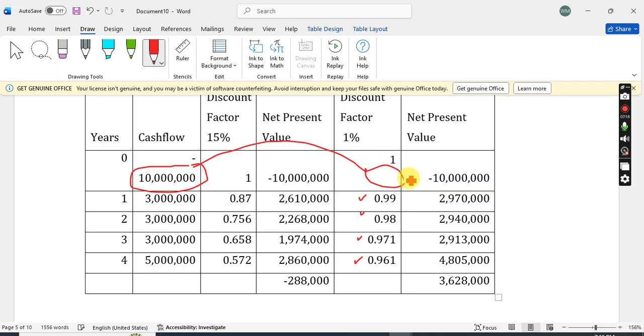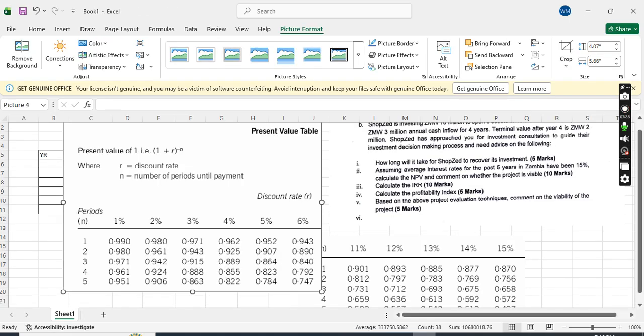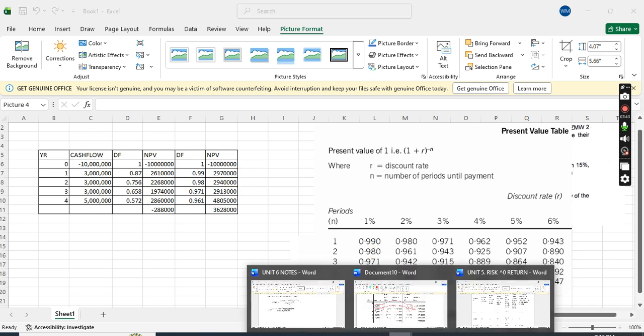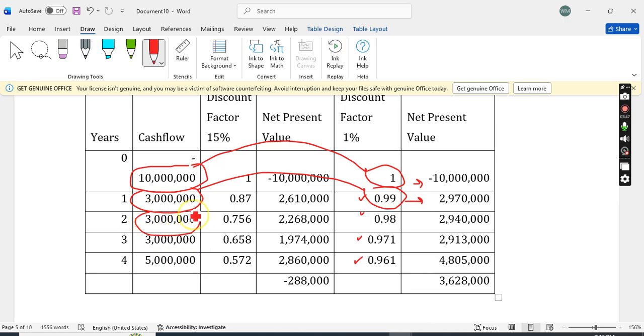Negative 10 million times 1, you get negative 10 million. 3 million by 0.99, you get 2,970,000. Just check in Excel. 2,970,000. 3 million times 0.98, 2,940,000. 3 million times 0.971, 2,913,000. And 5 million times 0.961, 4,805,000.